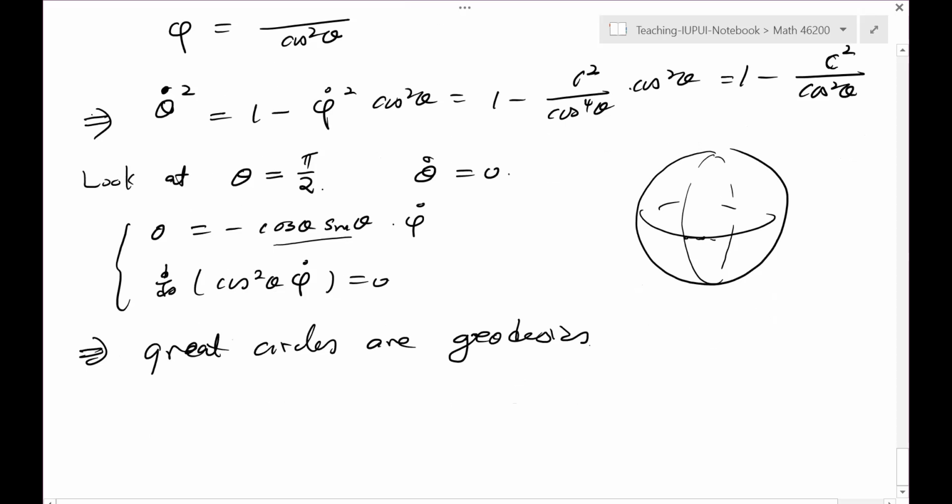We can also use the previous theorem. The great circle is the intersection of a special plane, perpendicular to the sphere, with the sphere. So you get a great circle, then the great circle must be geodesic. This is another way to prove the great circles are geodesic.